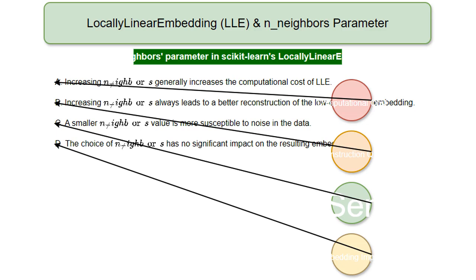I see a smaller n_neighbors value makes the locally linear embedding, LLE, algorithm more sensitive to noisy data points. Think of it like this. If you're trying to reconstruct a picture using only a few pixels, a single bad pixel will have a much bigger impact than if you're using many pixels. Similarly, with fewer neighbors, noisy data points have a greater chance to throw off the reconstruction. That's why a smaller n_neighbors makes LLE more susceptible to noise.